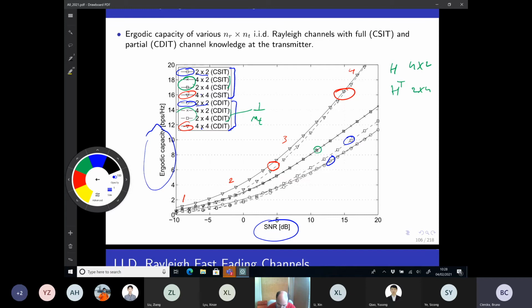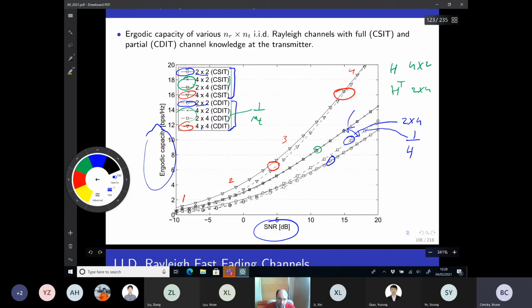Sorry, so here I have the CDIT. And what you see is that the CDIT, this is the dashed line, is a 2x4. And the CSIT with 2x4 is here, right? So there is a gap there. So why there is a gap is because in this case, I have an allocation that is 1/4, right? I have CDIT, so I have 4 transmit antennas.